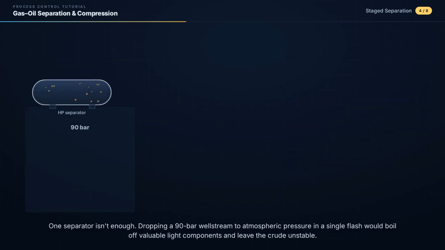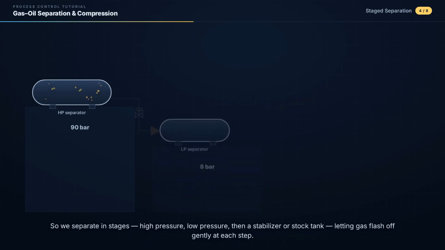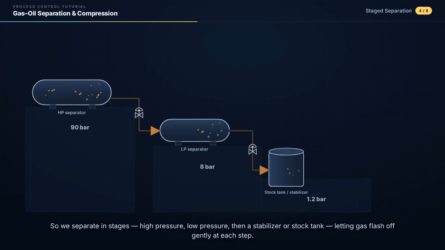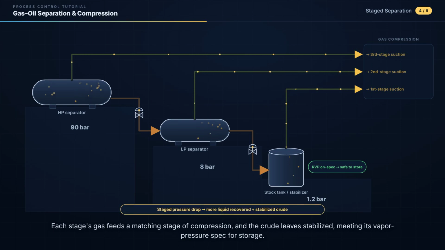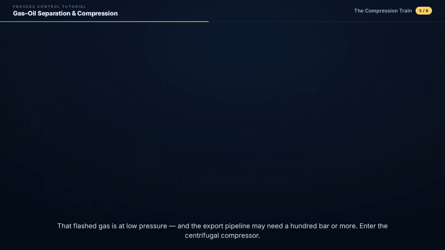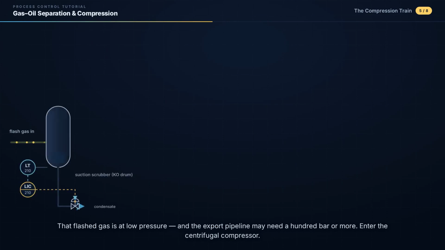One separator isn't enough. Dropping a 90-bar well stream to atmospheric pressure in a single flash would boil off valuable light components and leave the crude unstable. So we separate in stages: high pressure, low pressure, then a stabilizer or stock tank, letting gas flash off gently at each step. Each stage's gas feeds a matching stage of compression, and the crude leaves stabilized, meeting its vapor pressure spec for storage. That flashed gas is at low pressure, and the export pipeline may need 100 bar or more.